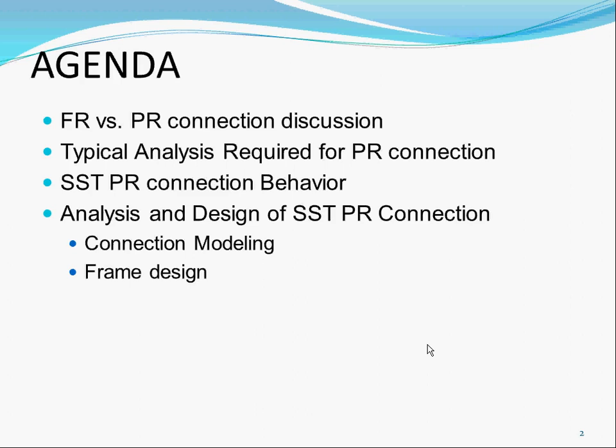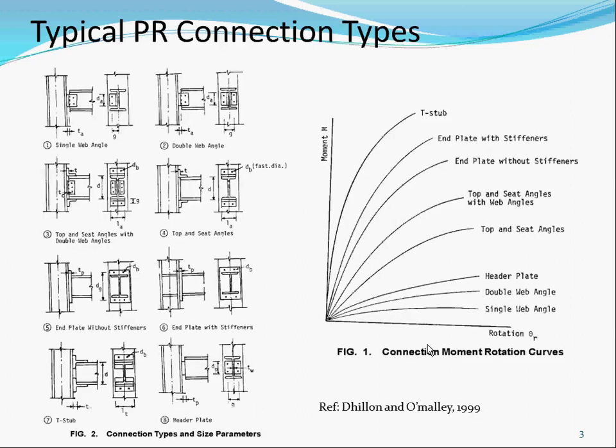But ours is different. We actually have to model how the connection performs for each connection. So if we use a lighter link or a heavier link, we have to capture that, and I'll tell you how we model it later. We do have a procedure to incorporate that in SAP, and I'll go into different ways of doing it later. But first, let's go over what FR and PR connections are, followed by the typical analysis required, why we are concerned with PR connections when doing analysis or design, then connection modeling and frame design. Typical PR connections here are from someone's paper.